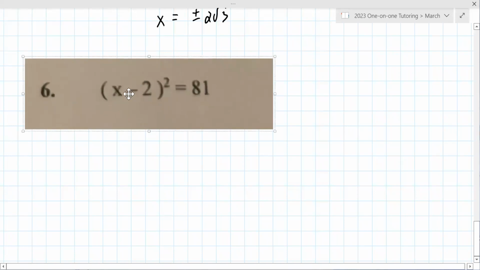I'll just point out that there's only one x. It isn't squared, but it's inside something that's squared. So when it's in this type, you have to undo the square. You would not FOIL this. I'm not trying to suggest you would, but you don't want to FOIL this. You want to undo the square first by taking the square root of both sides. So this becomes x minus 2 equals plus or minus 9.